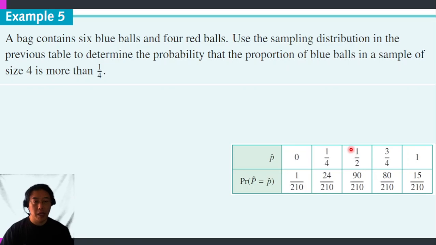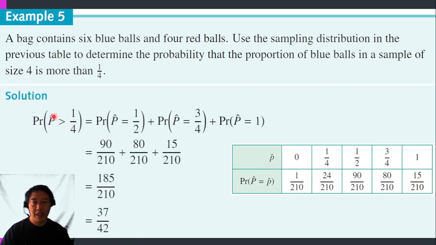So here is the sampling distribution. Our probability is that the sample proportion has to be greater than 1/4. So greater than 1/4 is the probability of p hat being 1/2, 3/4, and 1. So we get the sum over 3. We write down the respective 3 probabilities, simplify, and we get the final answer. So that's how you calculate your probabilities.